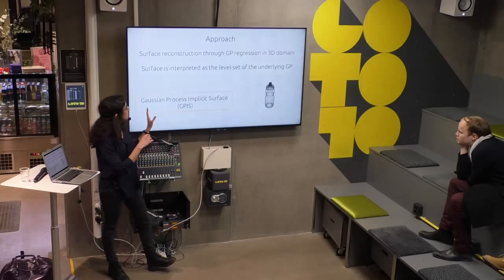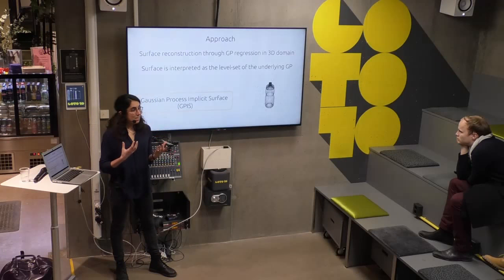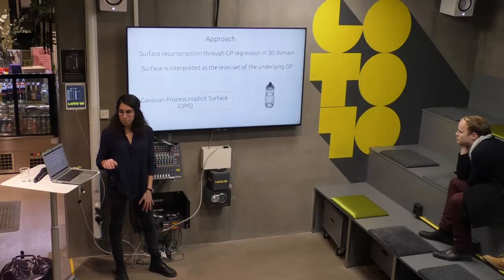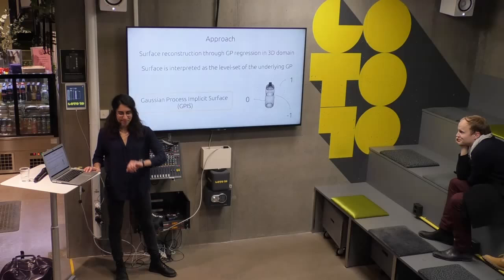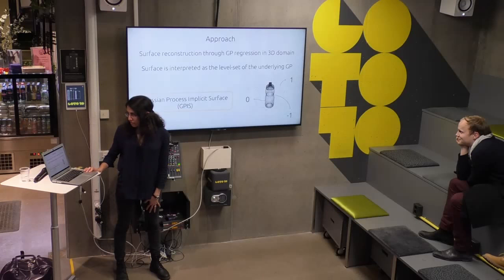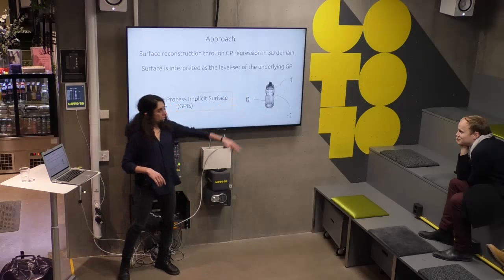This whole approach is called Gaussian process implicit surface because we are creating this implicit surface through GPs. Cool. So, exactly, these are the values that I just described.